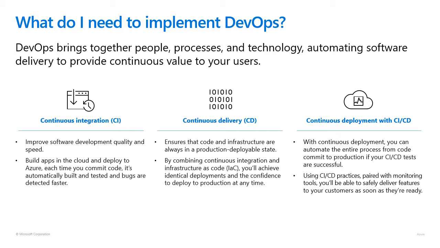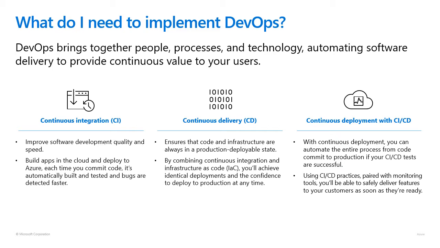Such as, for example, in Azure. Continuous delivery means that you ensure the code and the infrastructure are always in a production deployment state, and you combine integration and infrastructure as code, you will achieve identical deployments and confidence to deploy to production anytime. So the continuous delivery cycle essentially means that you have a consistent way of delivering updates to the application over time.